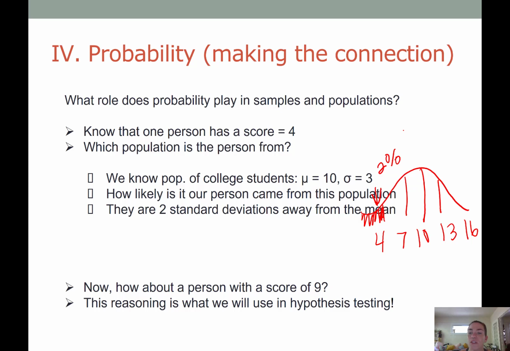Well, what about a person with a score of 9? A person with a score of 9 here, that's very close to the average score for a college student. Can I say with certainty that that person is a college student just based on their score of 9 on this scale? No. But could I say that they're likely to be a morning person? Sure. Certainly more likely to be a morning person than the person who said that their score was 4. And this is all the reasoning that we will use in hypothesis testing.